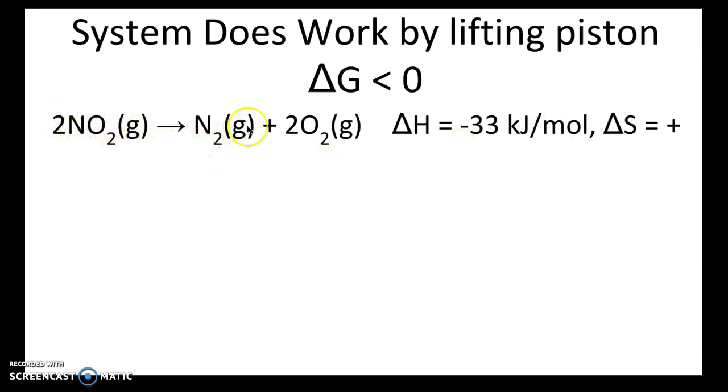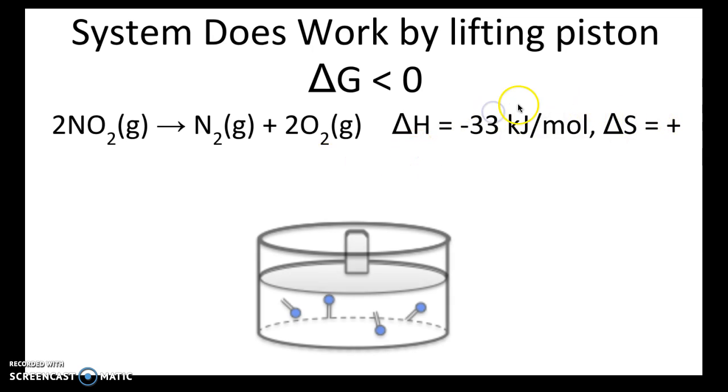We have 2 moles of gas on the reactant side and 3 moles on the product side. So we're increasing the disorder by increasing the number of moles. And so we know delta S is going to be positive. If delta H is negative and delta S is positive, then delta G has to be negative. It's always negative. So we know this will be a spontaneous process. The system will do work.